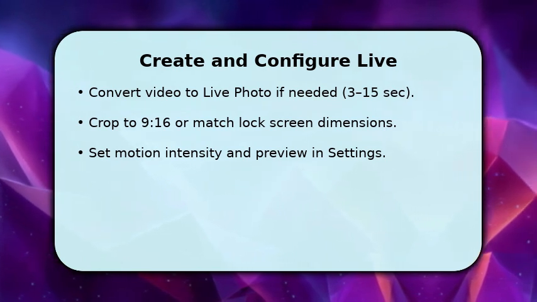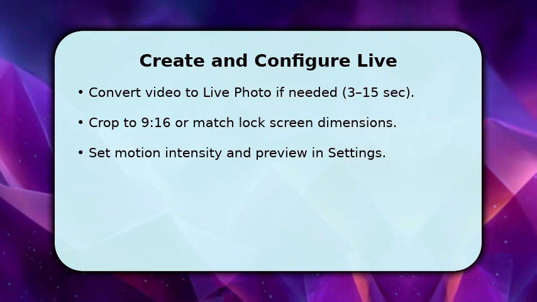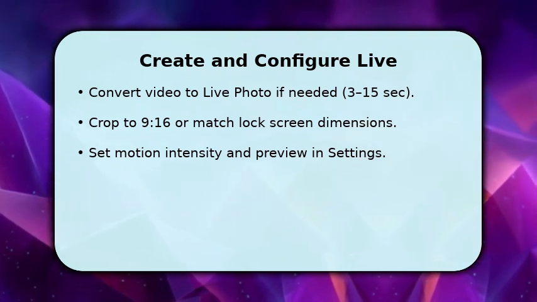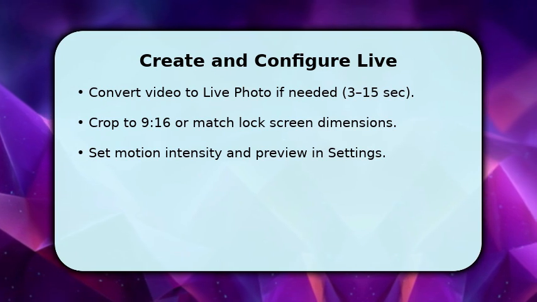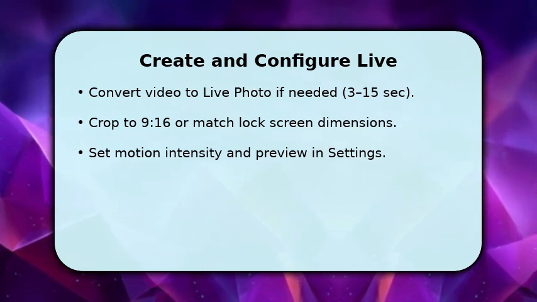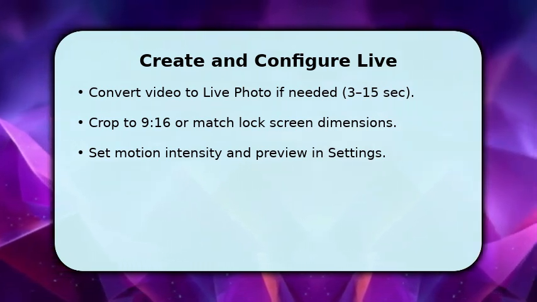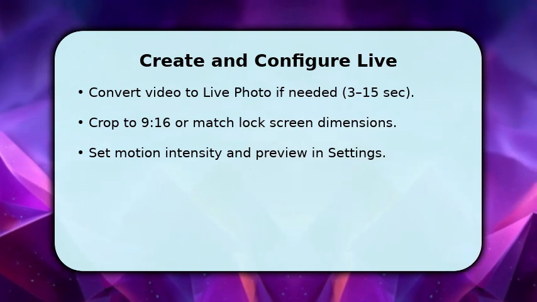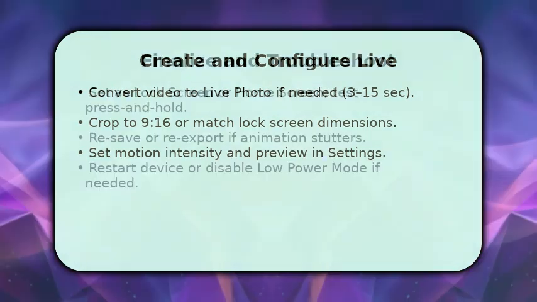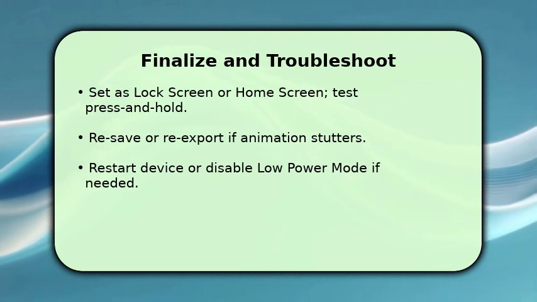After that, open Settings Wallpaper, choose the live photo, and adjust motion and perspective. Make sure to preview the press and hold animation so you can tweak timing or crop before finalizing. You finish by tapping Set, choose lock screen or both, and then press and hold to confirm the live effect.